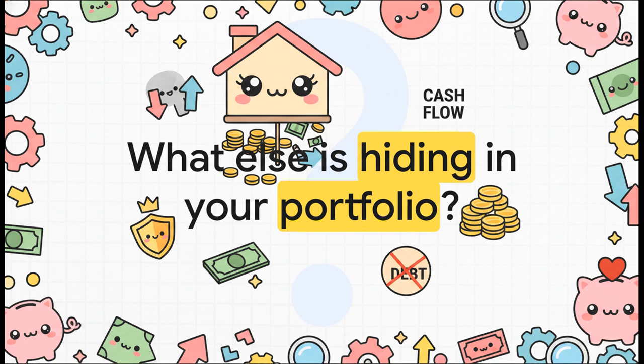So I'm going to leave you with this question to chew on the next time you open up your investing app. The PE is just the beginning. What else is hiding in your portfolio?